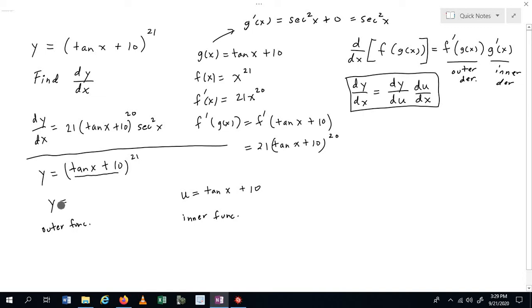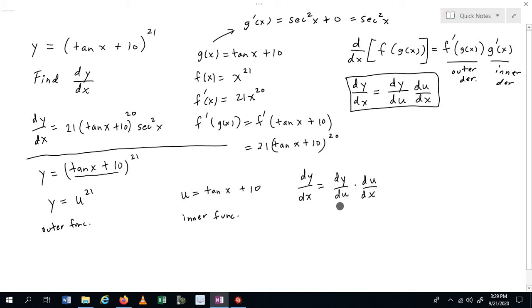Now remember, you have to write y in terms of u. So we're going to write this as u to the 21st power, not x to the 21st power, but u to the 21st power. And that's because y has to be written in terms of u. Now you notice that when I plug in tangent of x plus 10 for u over here, I do get tangent of x plus 10 raised to the 21st power. Okay, and so now dy dx, using the chain rule, is just dy du times du dx.